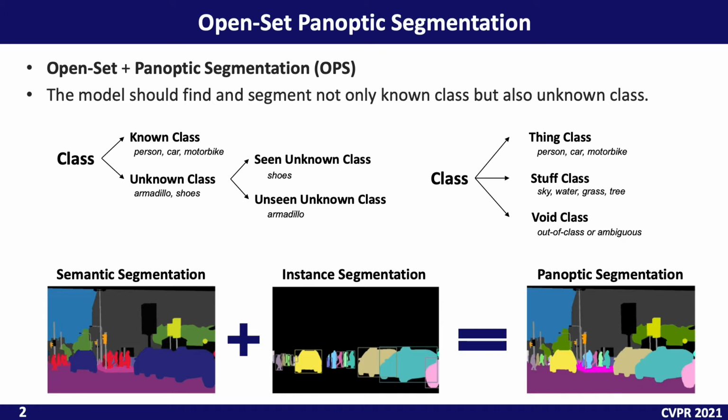Panoptic segmentation is a joint task of semantic segmentation and instance segmentation. So it should segment semantic backgrounds and each instance. Therefore, in open panoptic segmentation, the model should find and segment not only known classes, but also unknown classes.